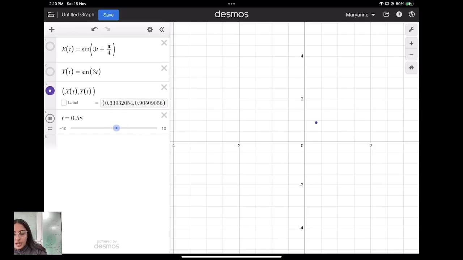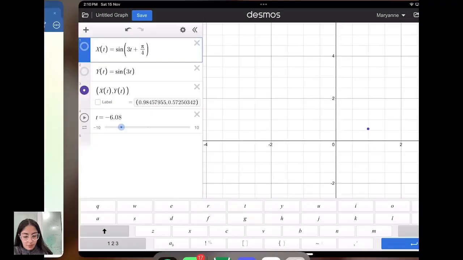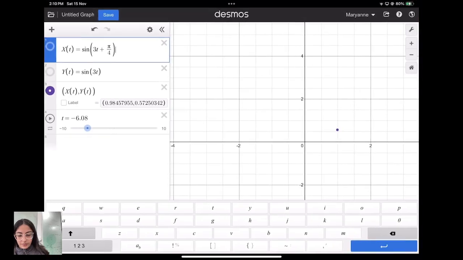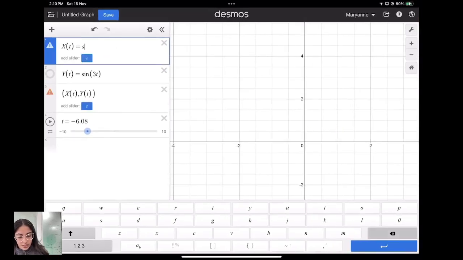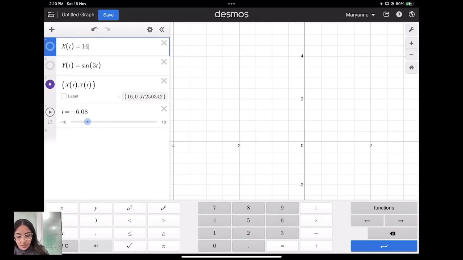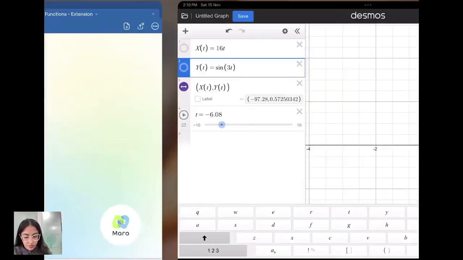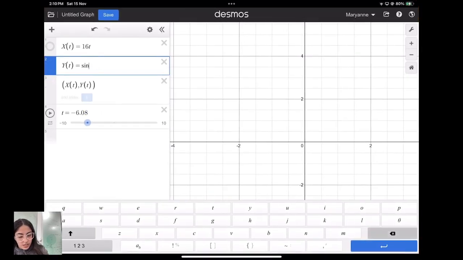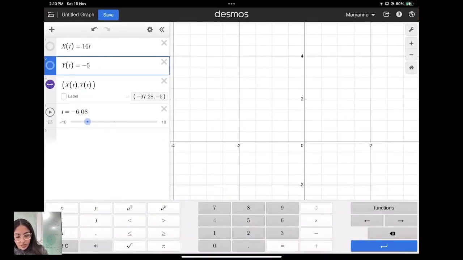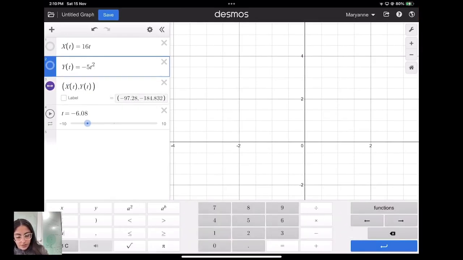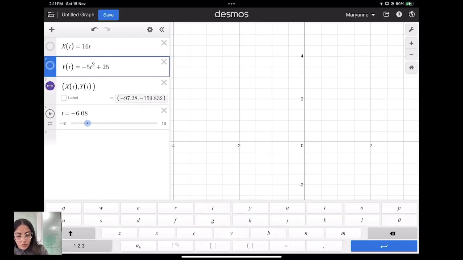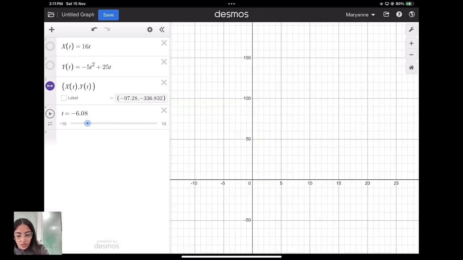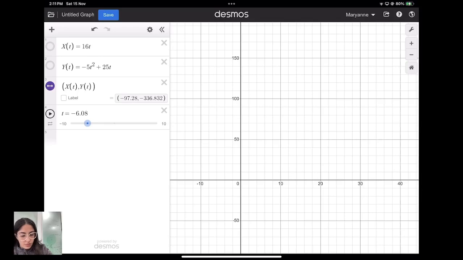And so we can graph what we had before. So what did we have before? We had like the ball moving. So it was 16t, and then we had negative 5t squared plus 25t. Cool. And then same thing, so I might just have to zoom out for this one. And we should be able to see it somewhere, I'm assuming.